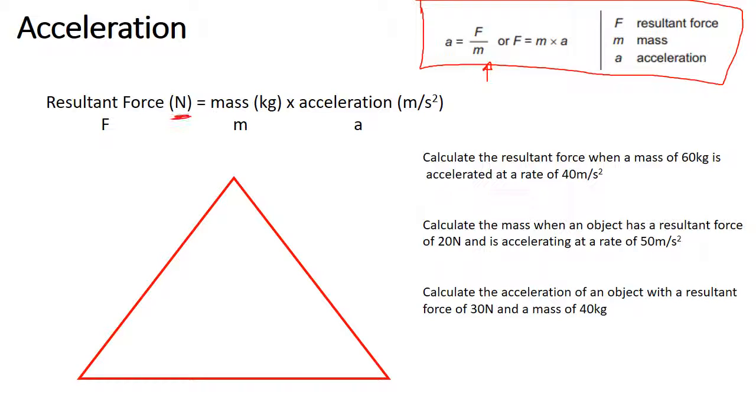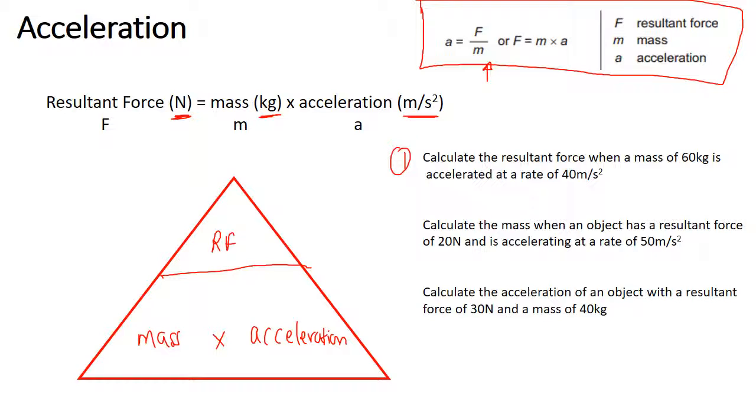So first thing I would add in the units. Resultant force is in newtons, mass is in kilograms, and acceleration is in meters per second squared. The next thing I would do is draw this into my triangle. So I've got resultant force at the top of the triangle, mass beneath that, times acceleration. Now, anytime you use one of these triangles, all you need to do is cover up the thing you wish to find, and by doing that it gives you the calculation that you need to carry out.